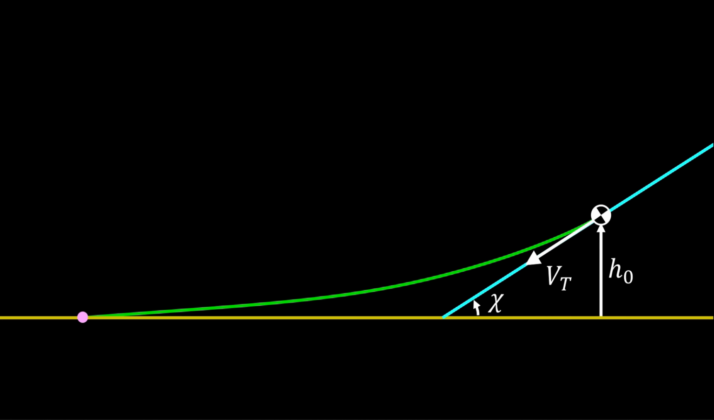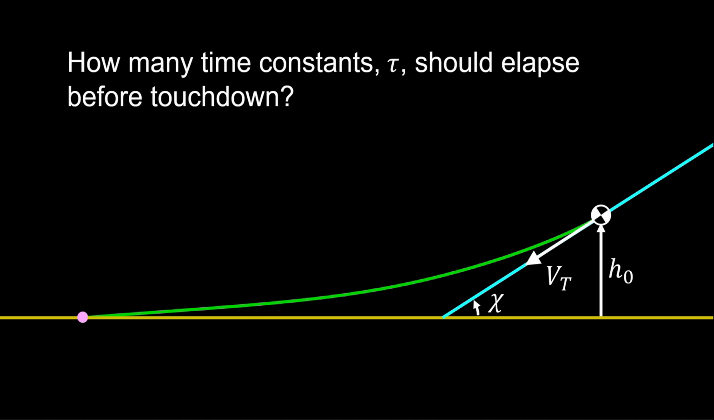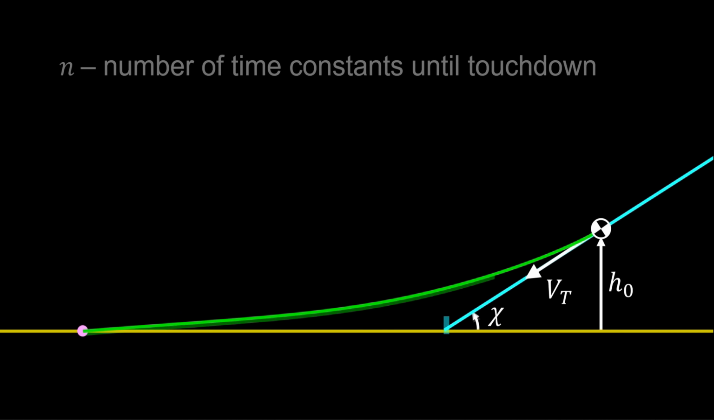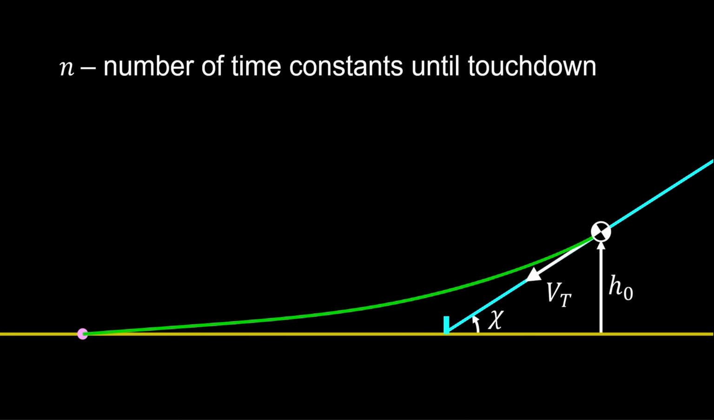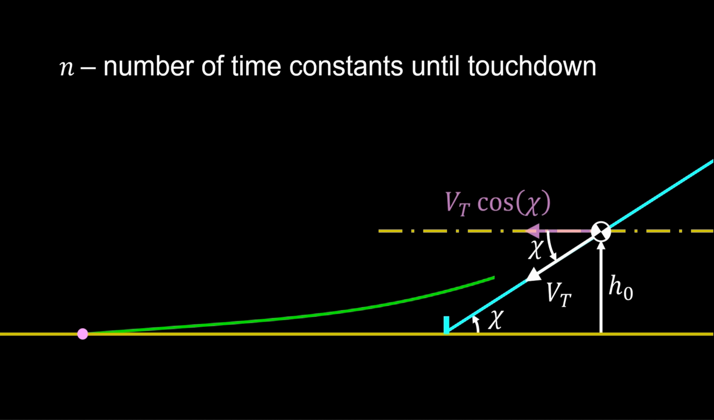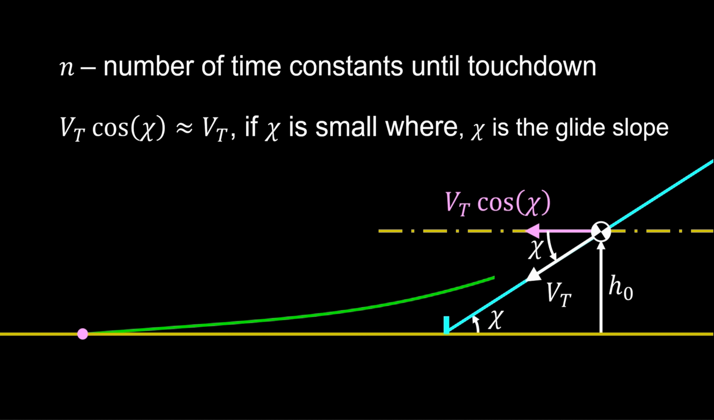We first ask how many time constants tau should elapse before the aircraft touches down. Let n be that desired number of time constants. Let's now parameterize the time constant based on the flare path geometry. To travel from the start of the flare path to touchdown, we need the horizontal velocity. This is airspeed times cosine of the glide path. But the glide path angle is small, so horizontal velocity is approximately airspeed.